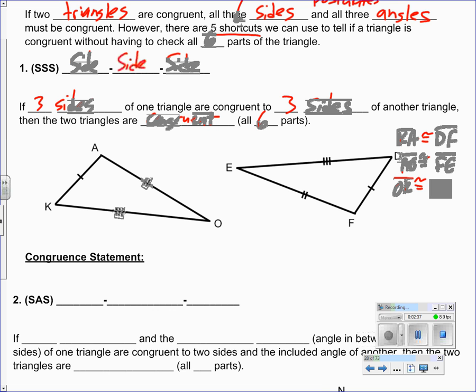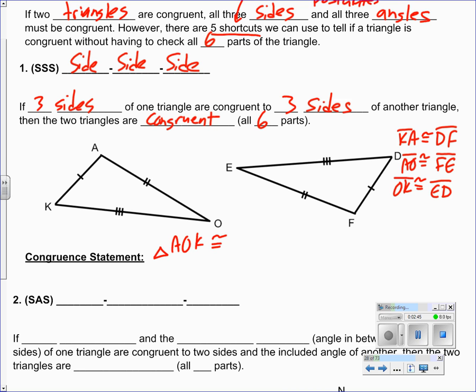So just from that information, checking that the 3 sides are congruent, we can already say the whole triangles are congruent. Say triangle AOK is congruent to triangle FED. And next to it, we write side, side, side, because that's what we use to show the triangles were congruent.